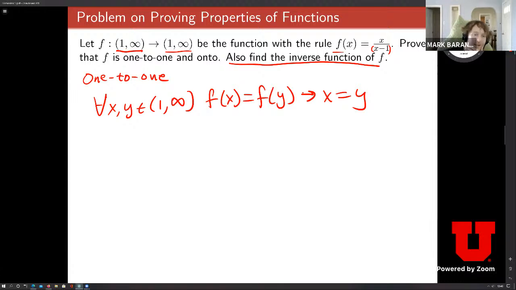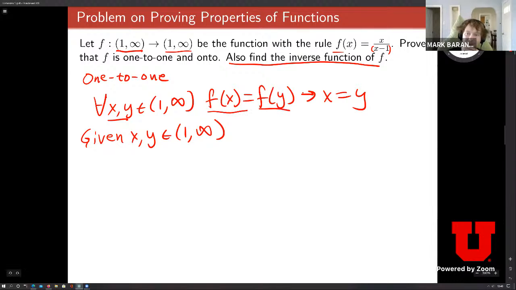So we'll just start with, we're just given an x and y. So given x, y in 1 to infinity, we know that f of x equals f of y, so we can go and apply the definition. So f of x equals x divided by x minus 1, and that is equal to f of y, which is y over y minus 1.